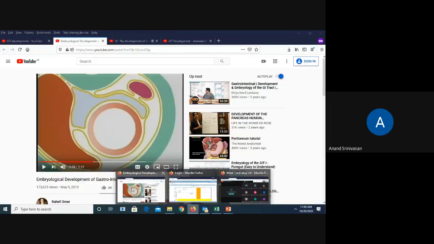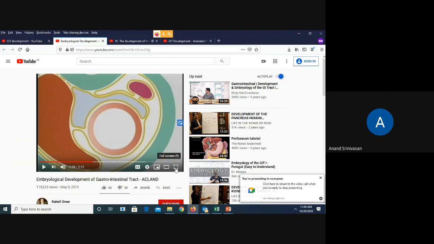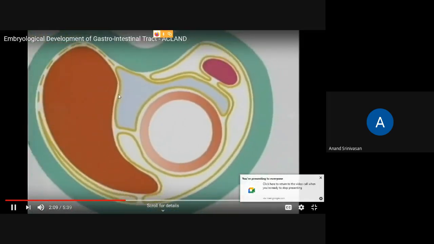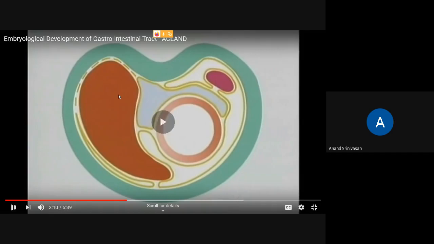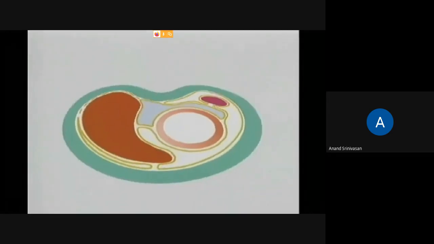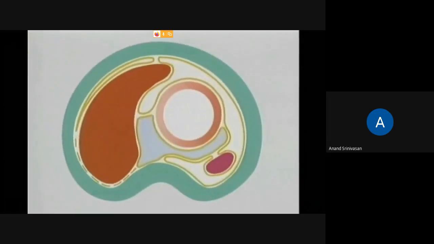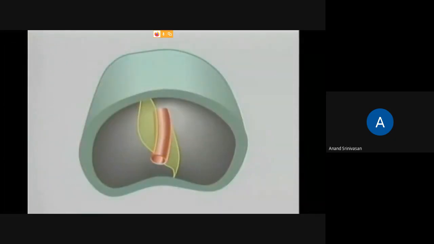Now we have seen one view. This is the cross-sectional view. Follow these changes from the start. We have seen how the ventral mesogastrium and the dorsal mesogastrium develop. Now the same thing we are going to see in a different view. To do that, we'll go from below. Here we're looking up into the upper part of the abdominal cavity.